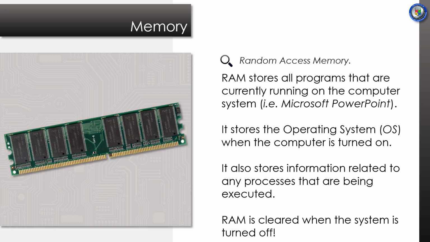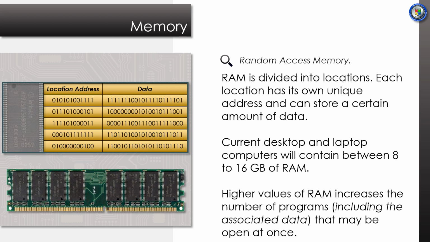RAM is cleared when the system is turned off. RAM can be thought of as a working area. Anything that is being used on the computer system will be stored in RAM at that point. RAM is divided into lots and lots of storage locations. Each location has its own unique address and can store a certain amount of data. Current desktop and laptop computers will contain between 8 to 16 gigabytes of RAM. Higher values of RAM increase the number of programs, including associated data, that may be opened at once.